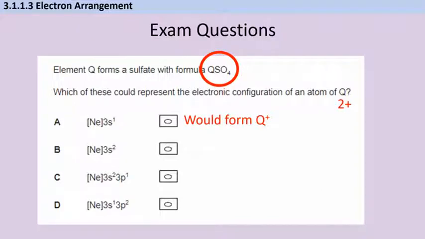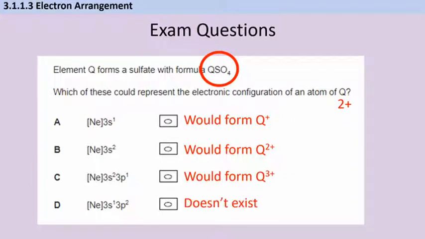So if something has 3s1 as its last electron, when it comes to form ions, it's going to lose that one electron, okay? It's going to form an ion that has a single positive charge. If it's finishing with 3s2, then it will form a 2+ charge. 3s2, 3p1 would be aluminium, and so it's going to form ions with a 3+ charge. And 3s1, 3p2 just doesn't exist. So our answer to this question would be B.